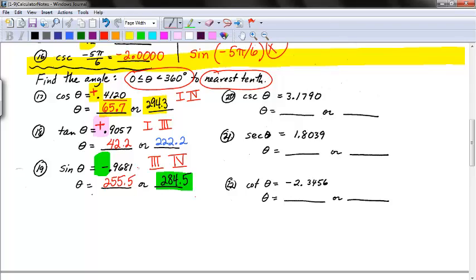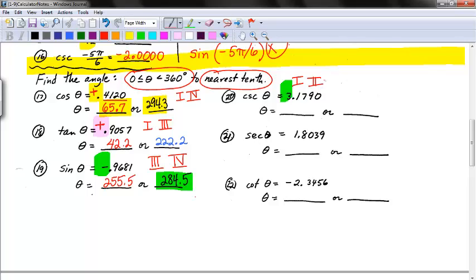Now, reciprocals. Same thing, we know the value of the function. What we don't know is the angle. It's critical that you get the right reciprocal. Cosecant is a reciprocal with sine. So, inverse sine. I didn't say which quadrants. Which quadrants? It's positive in 1 and 2. So my answers are in 1 and 2.